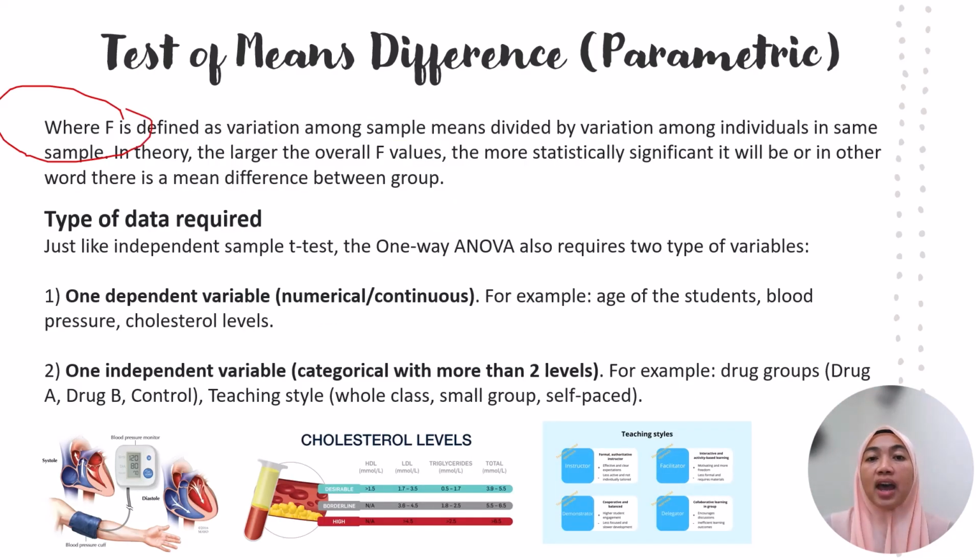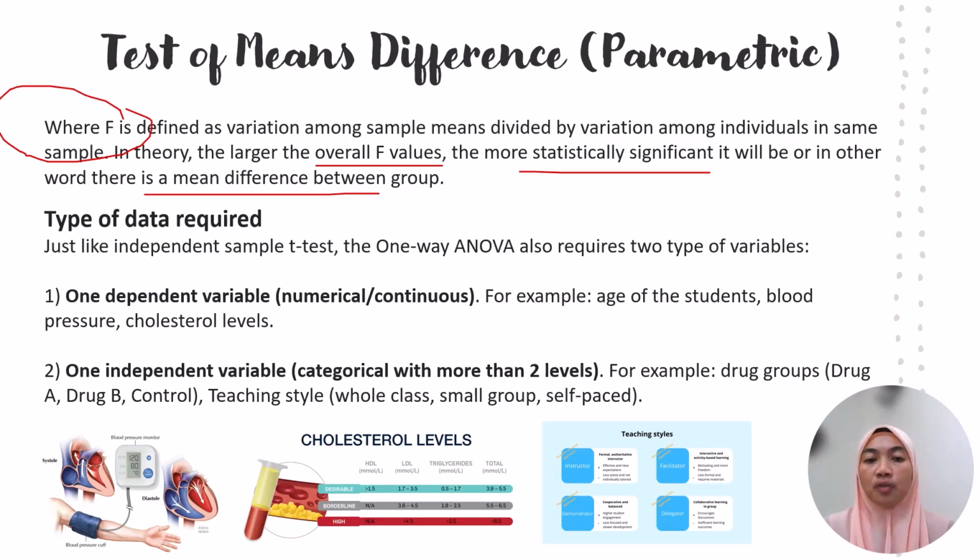What is the F-test? F is defined as variation among sample means divided by variation among individuals in the same sample. In theory, the larger the overall F value, the more statistically significant it will be, or in other words, there is a mean difference between groups.